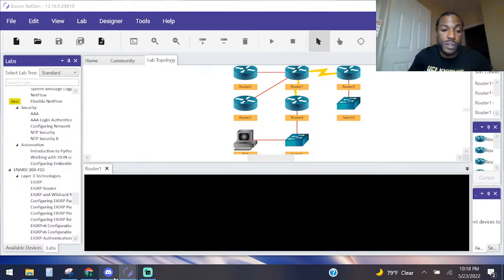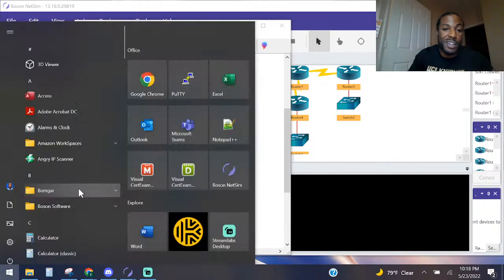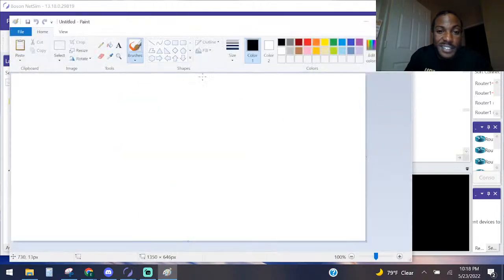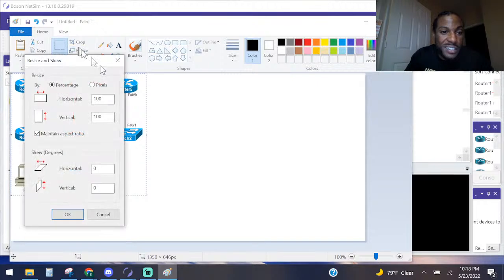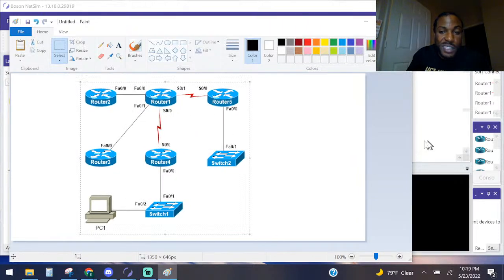Let me put up my favorite application, Microsoft Paint. Been using this since 7th grade, right? Let me make that a little bit bigger for y'all. We'll go to 125, and we'll move it over some so y'all can see.